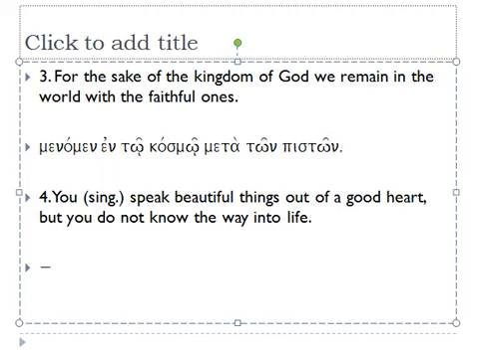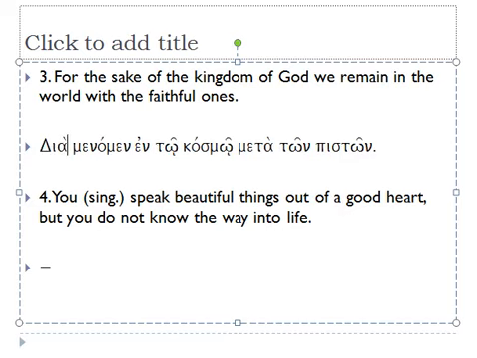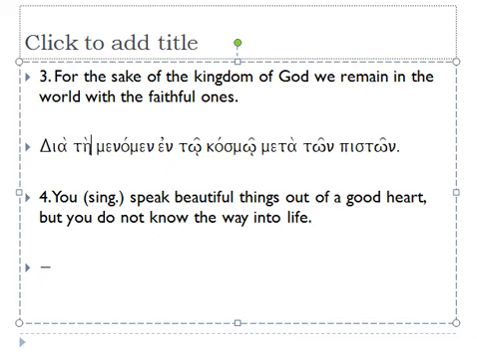Now, I haven't done the beginning of this yet. For the sake of the kingdom. For the sake of is generally handled in Greek with the preposition dia or huper. Since we haven't learned huper yet, we'll stick with dia, followed by the accusative. So, for the sake of the kingdom, dia ten basileian.